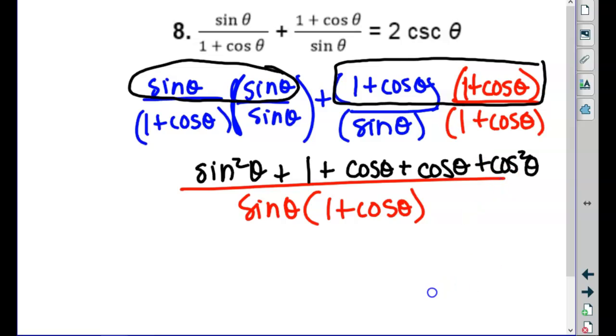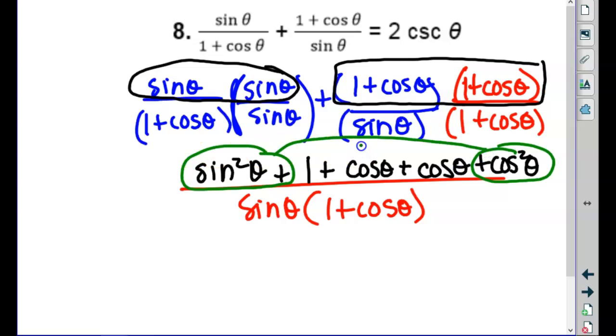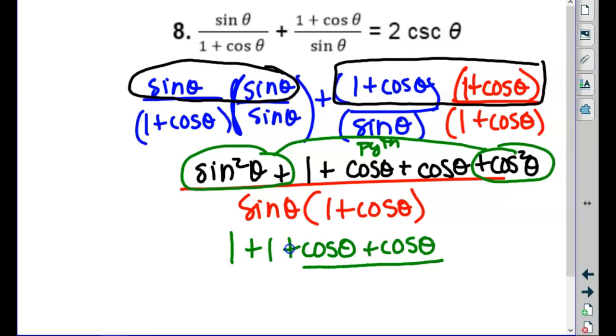Anybody see anything exciting up top? Yeah, sine squared plus a cosine squared. We are allowed to add in any order we want, right? So those together make what? One. So we have a 1 plus another 1 plus a cosine plus another cosine, all over sine times 1 plus cosine.